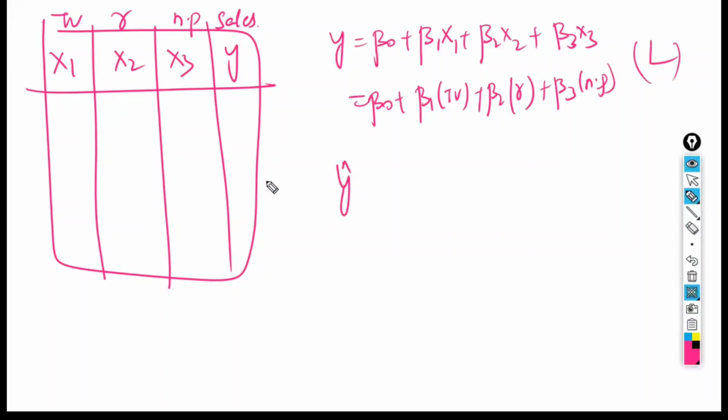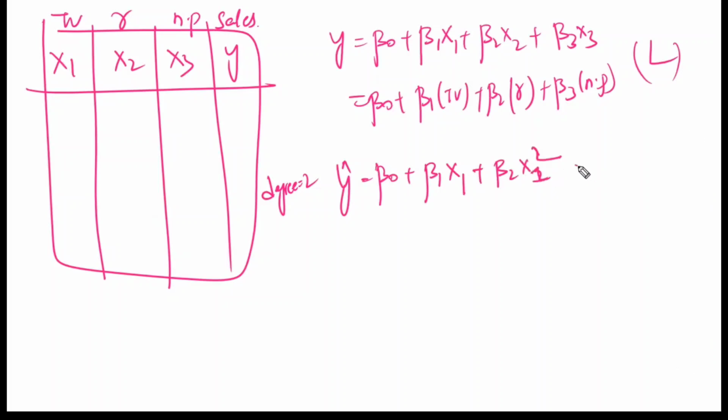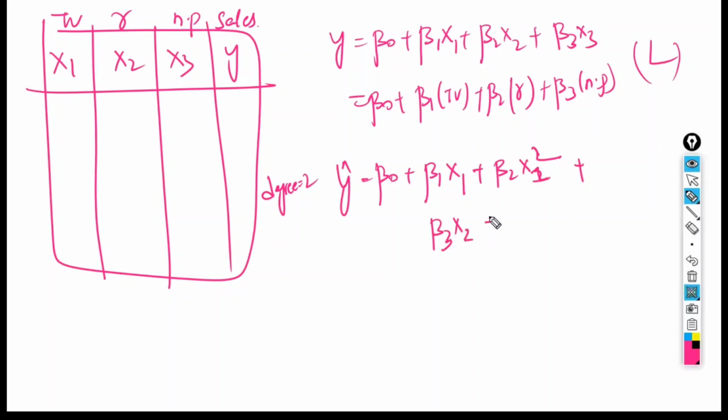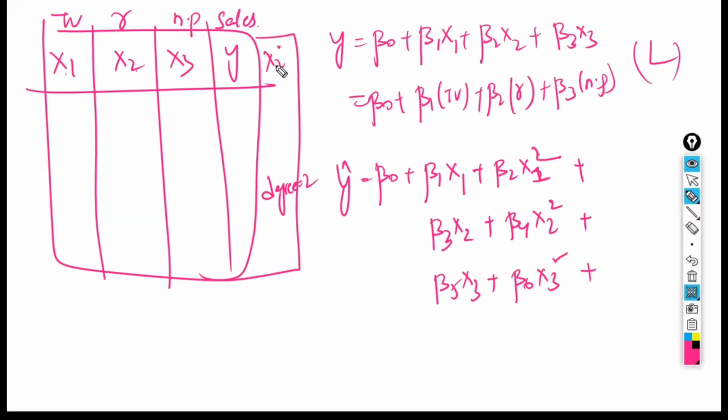Now the same thing for degree of 2. If you are going with degree of 2, now what happens? Beta naught as is, beta 1 X1 plus beta 2 X1 square plus beta 3 X2 plus beta 4 X2 square plus beta 5 X3 plus beta 6 X3 square. Now in this, what you have done is, these three, X1, X2, X3 are already there. You are going to create X1 square, a new variable, X2 square, a new variable, and X3 square, a new variable.